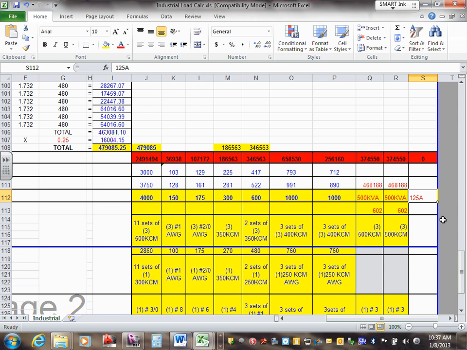Any question, guys, about the load calculation? Does it make sense? Okay. Now, I think the version that you guys have is different than the version that I do, right? So here's what I'm going to do.